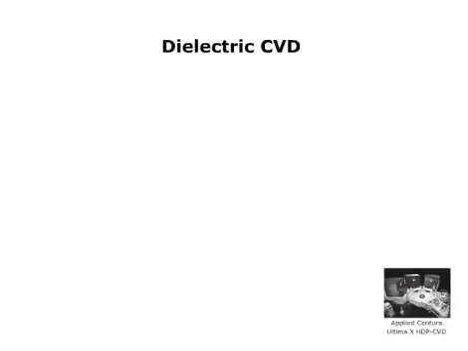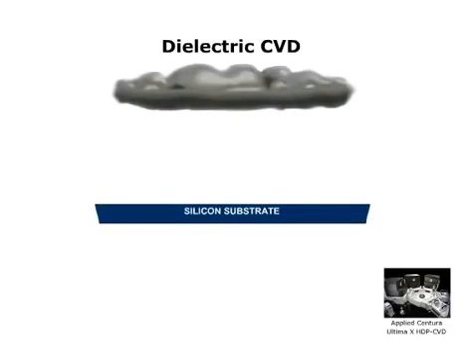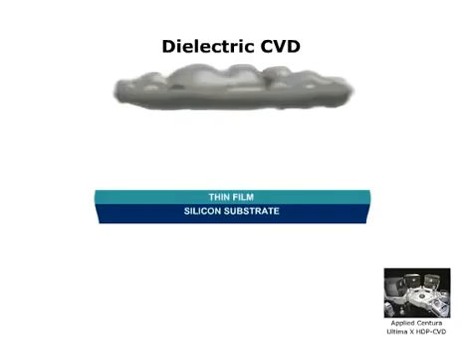During CVD processing, gases containing elements or components of the material to be deposited on the wafer are introduced into a chamber where a chemical reaction occurs to form a solid thin film on the wafer.